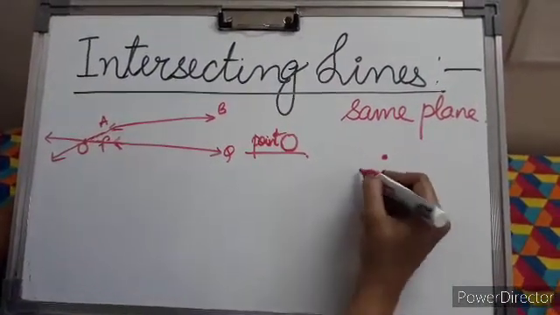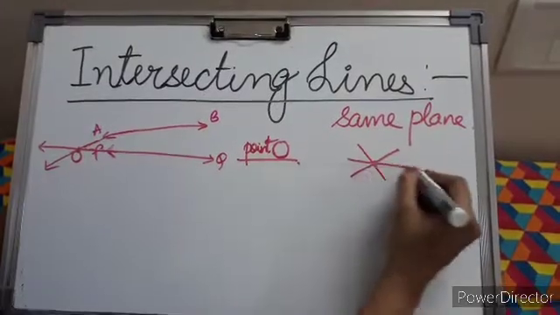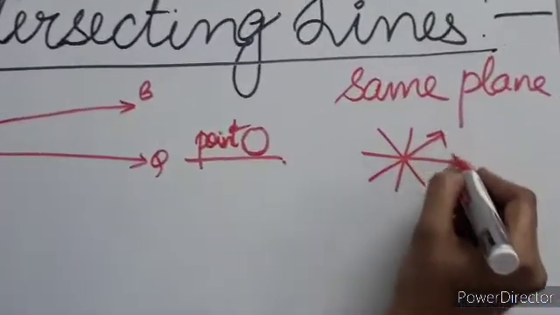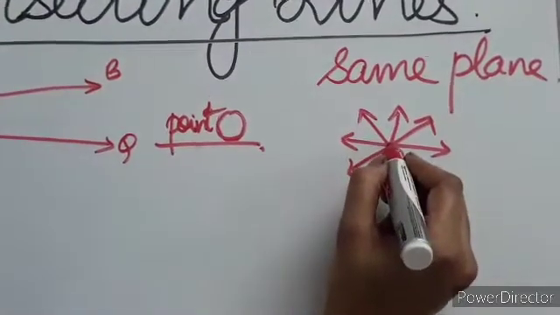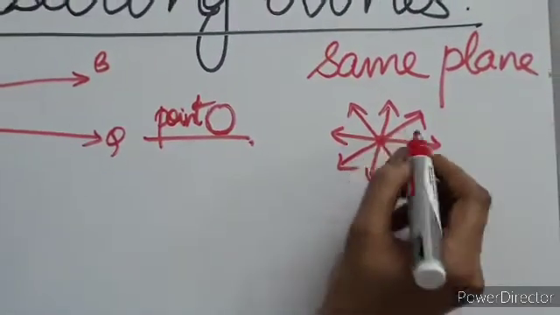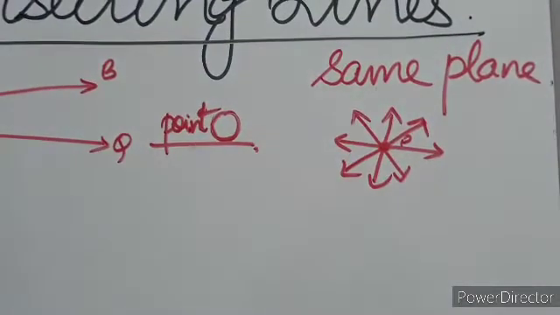From one point, an infinite number of intersecting lines can be drawn, and they will meet at some point. That point is called the point of intersection.